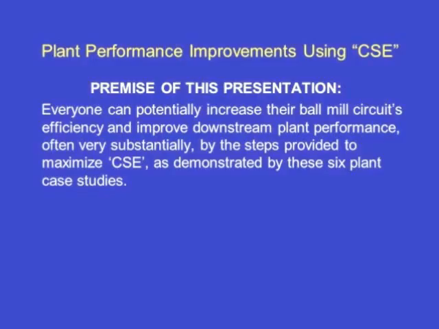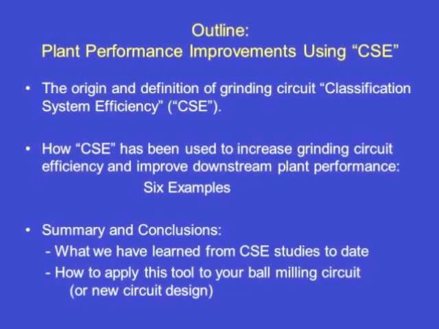The premise of this presentation is that everyone can increase their ball mill circuit's efficiency and improve downstream plant performance, often very substantially, by the steps provided to maximize classification system efficiency, as demonstrated by these 6 plant case studies. By way of outline, I'll take you through the origin or the discovery of this term, classification system efficiency, and how it's been used to increase grinding circuit efficiency and improve downstream plant performance through 6 examples.